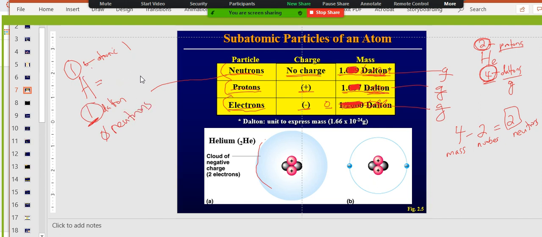Now, if I wanted it to be a mass of 2, if I added a proton to it, then it would have 2 protons. By doing that, it would no longer be hydrogen, it would be helium, because the protons dictate what the element is. And let me show you that.